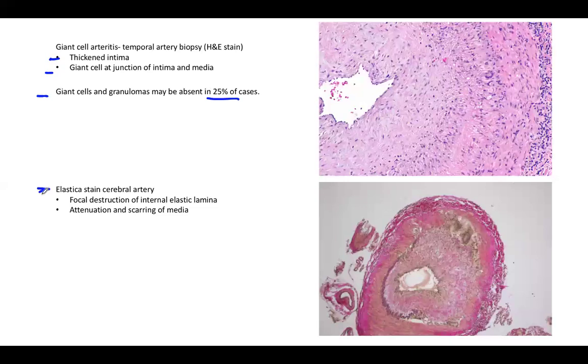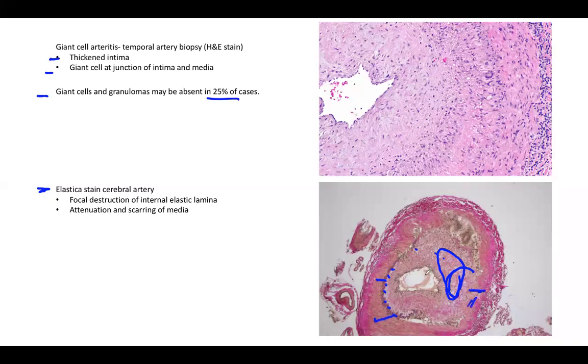And this diagram is an elastica stain for elastic tissue. This is the internal elastic lamina. This is the junction of intima and media. This is the internal elastic lamina. So we see the loss of internal elastic lamina. We can see there's no internal elastic lamina on this side. And there is granuloma at the junction of intima and media. This whole area looks like granuloma, and it leads to destruction and thinning of the media. We can see the media here is quite thick, but here there is almost no media or very thin media.